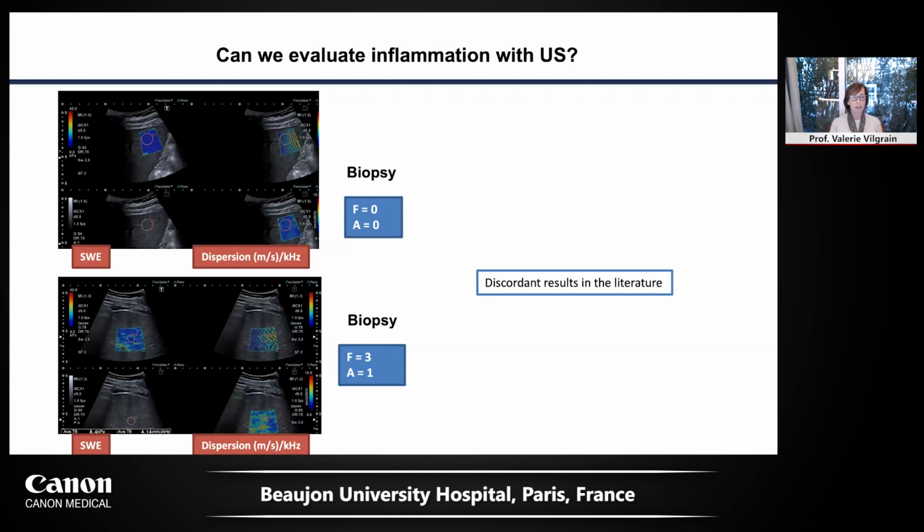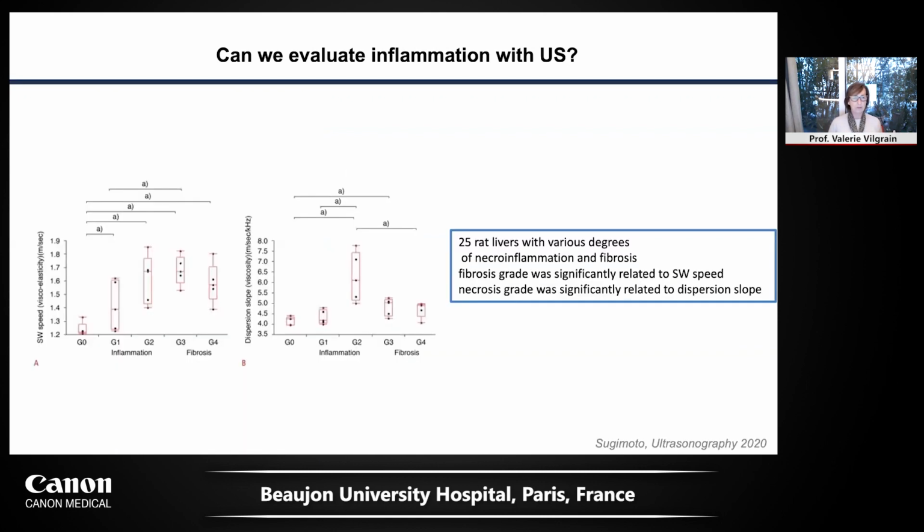Not only the shear wave elastography map, but also the dispersion slope map, with the change in colors in the bottom images. And looking at the biopsy, these two patients are different. The first patient has a healthy liver, whereas the other one has a fibrosis level 3 and some degree of inflammation. However, looking at the literature, we can see that there are discordant results regarding the diagnostic performance of the dispersion slope for assessing the inflammation.